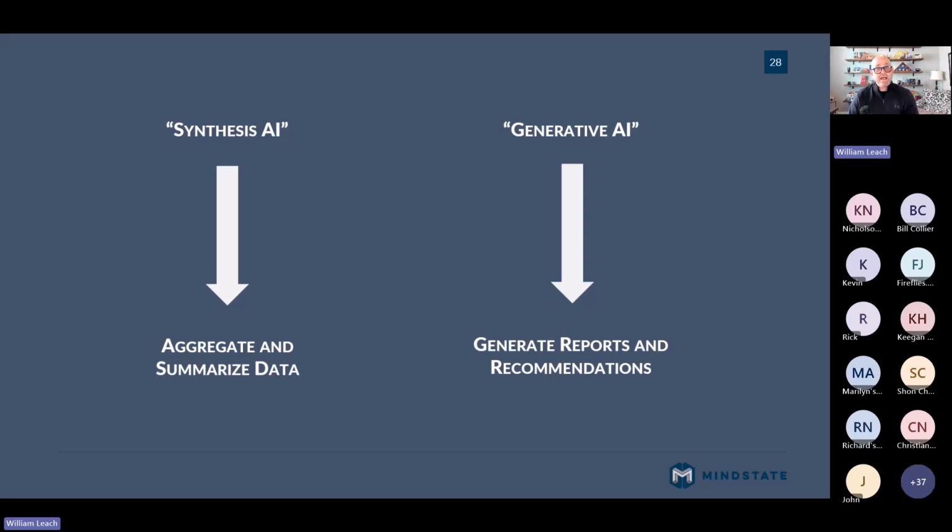And then you have generative AI. Your generative AI is going to generate reports and recommendations. Again, this is the vast majority of artificial intelligence that's being used in the market research space today. And they're good. I have no doubt they're good. There are better versions and other versions, and some people talk about different models, but this is fine.